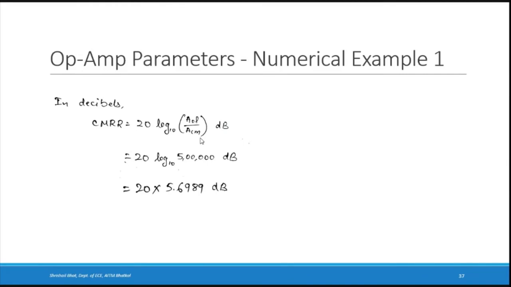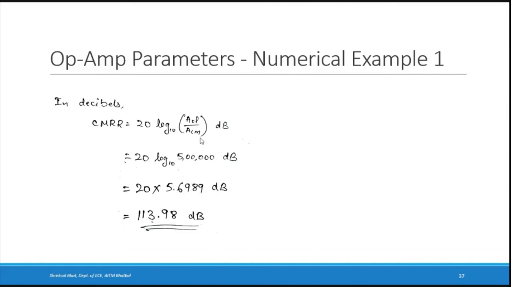So calculate and tell me the answer. What do you get? 113.97. Yes, exactly. 113.979 something you get, right? So 113.98 you can approximate it. This is the way you express CMRR: you calculate CMRR and express it in decibels.